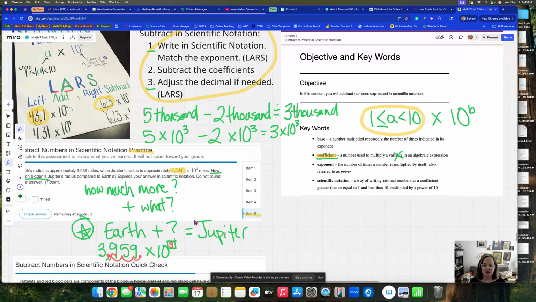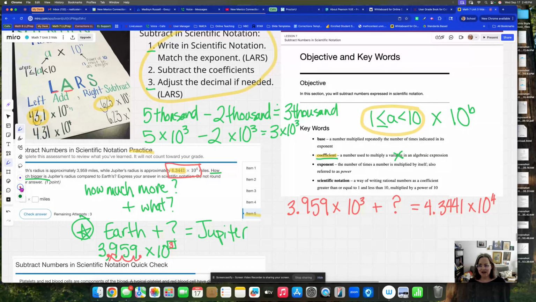All right, so now I have the numbers in scientific notation, and I'm going to have 3.959. I told me not to round, so I'm going to keep all of those decimal numbers, times 10 to the 3rd power, plus something, that's the thing I'm trying to figure out, is going to equal this number right here, Jupiter's mass, 4.3441 times 10 to the 4th power.